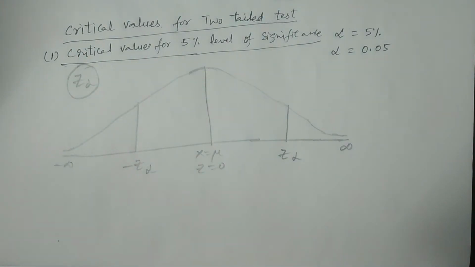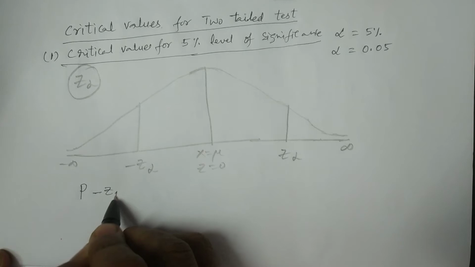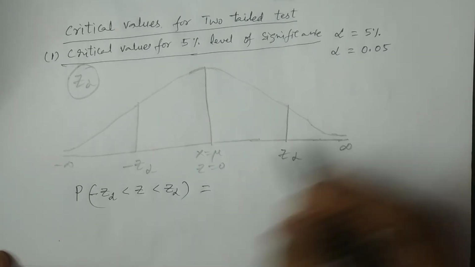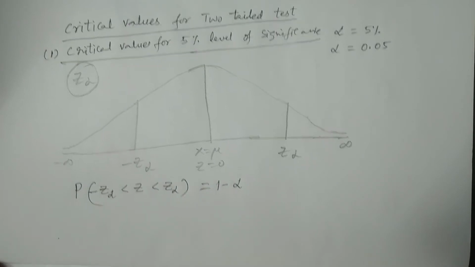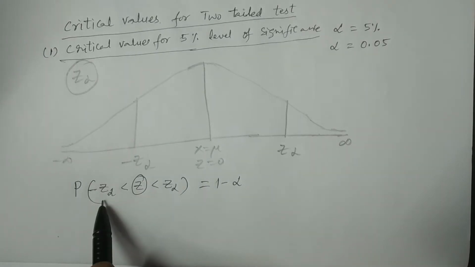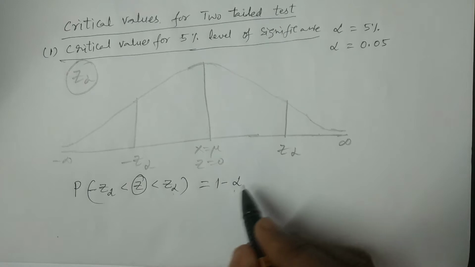If you want to calculate this, the formula is: probability of minus z alpha less than z less than z alpha is equal to 1 minus alpha. This is the formula of the confidence coefficient, in which the probable limits, that is the confidence interval for z, lie between minus z alpha and plus z alpha. It is 1 minus alpha.